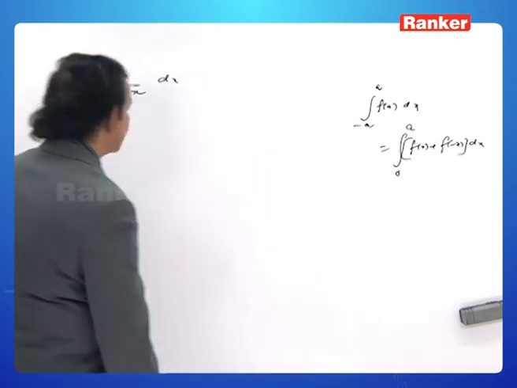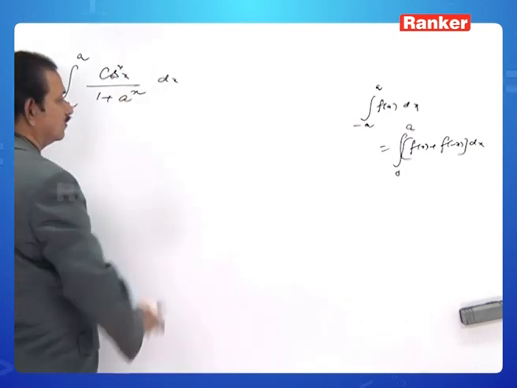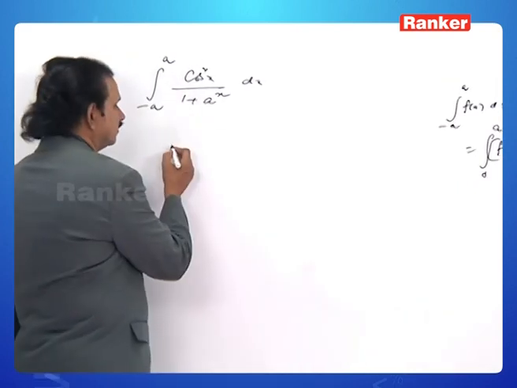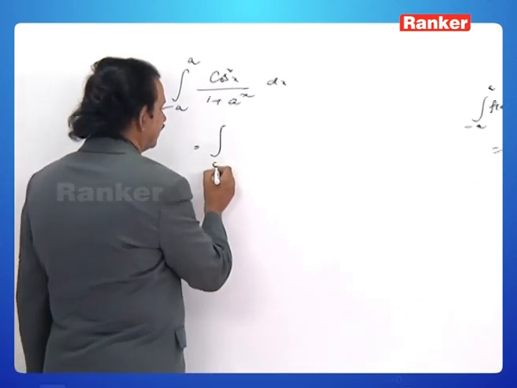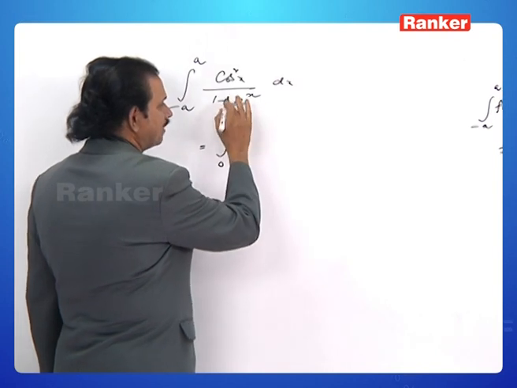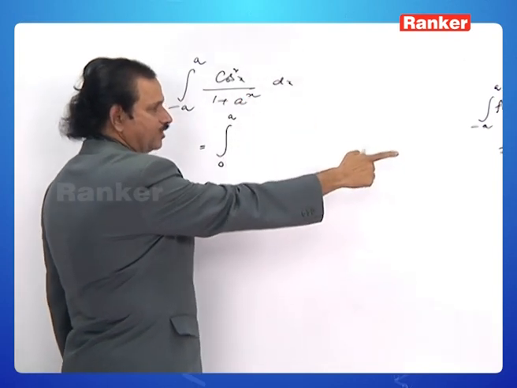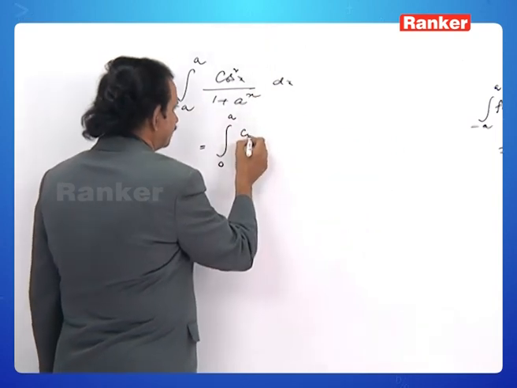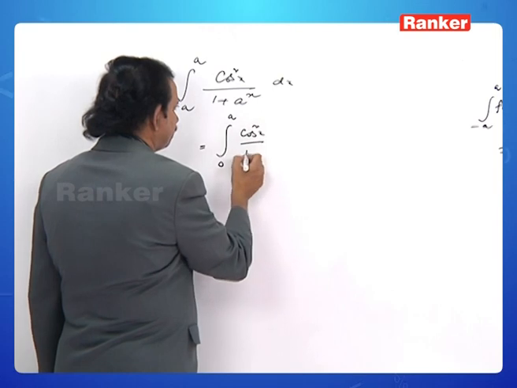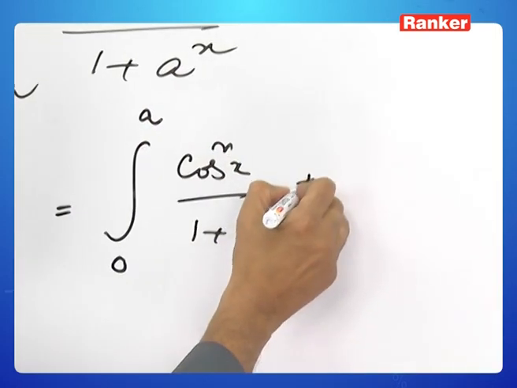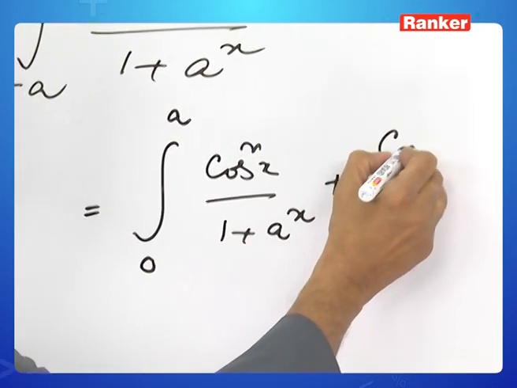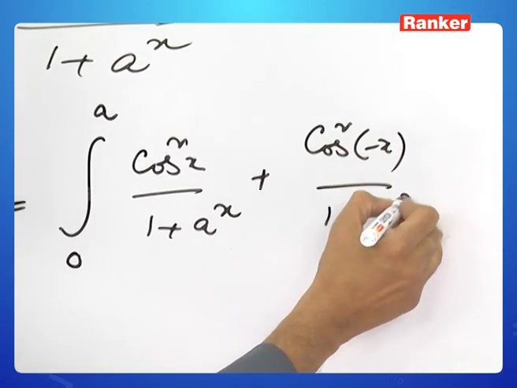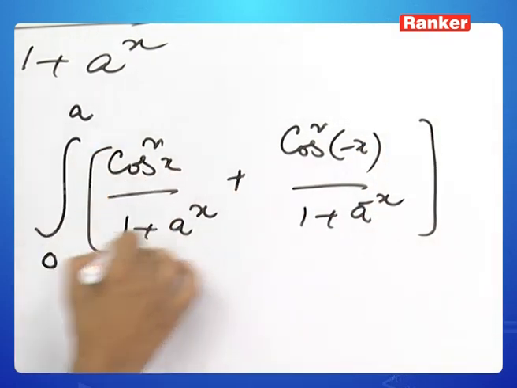Well done. f of x is cos square x by 1 plus a power x. Good. This is therefore integral 0 to a of f of x plus f of minus x. I would like to make use of that formula. f of x means cos square x by 1 plus a power x. f of minus x means cos square of minus x by 1 plus a power minus x dx. Am I correct?